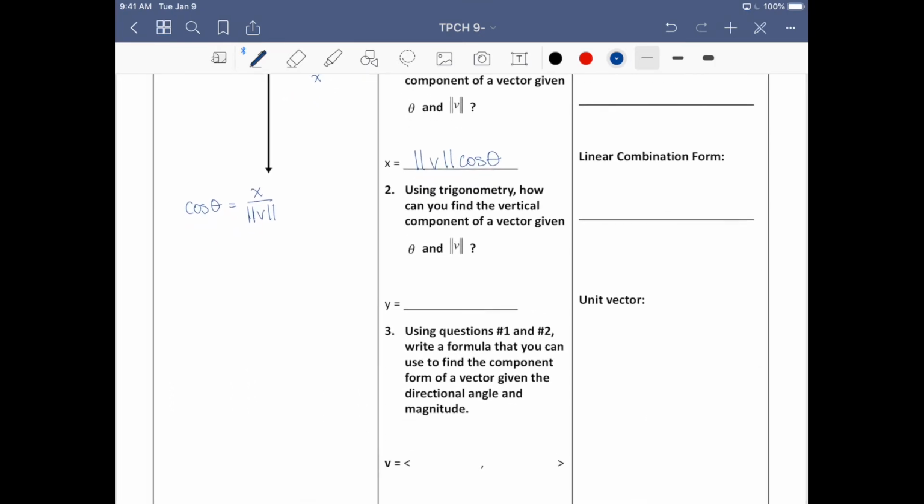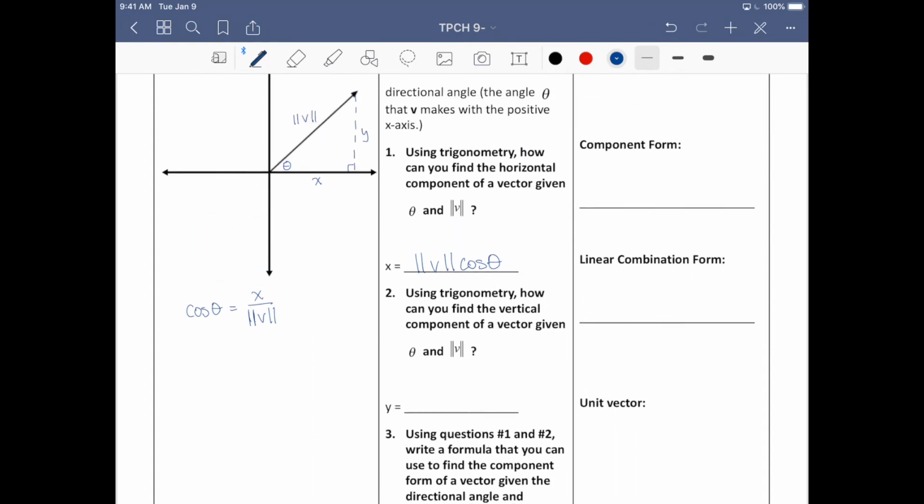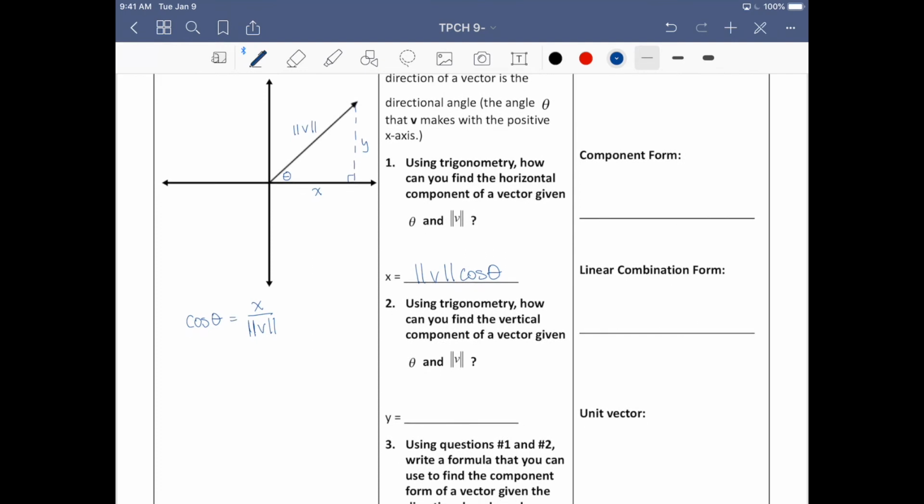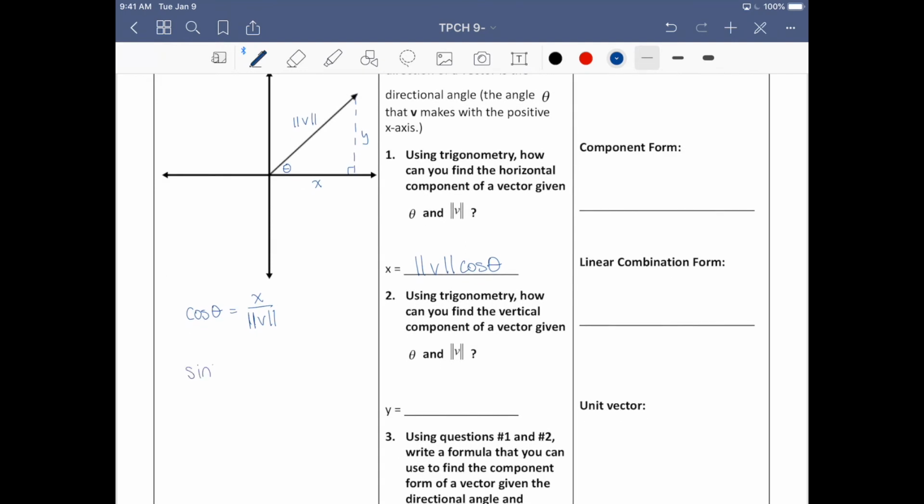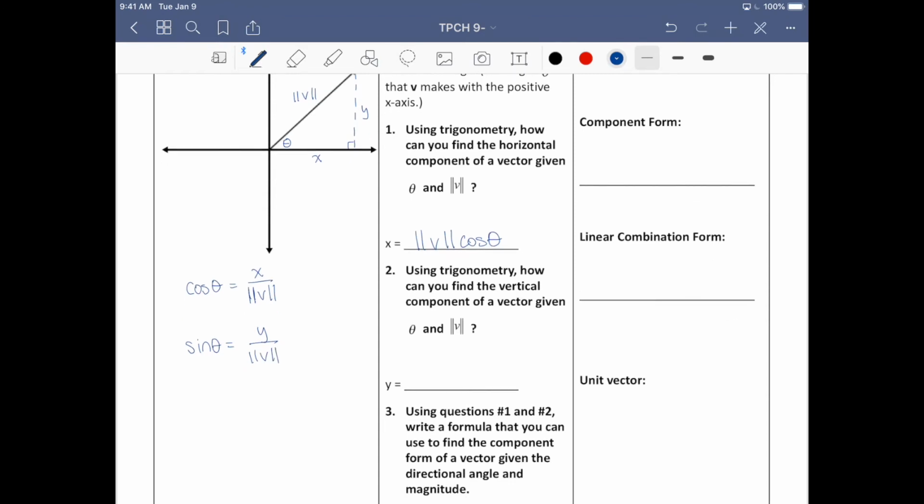Number 2 says, using trigonometry, how can you find the vertical component of a vector given theta and its magnitude? Well, very similarly, the sine of theta is y over the magnitude. So y is the magnitude times sine of theta.